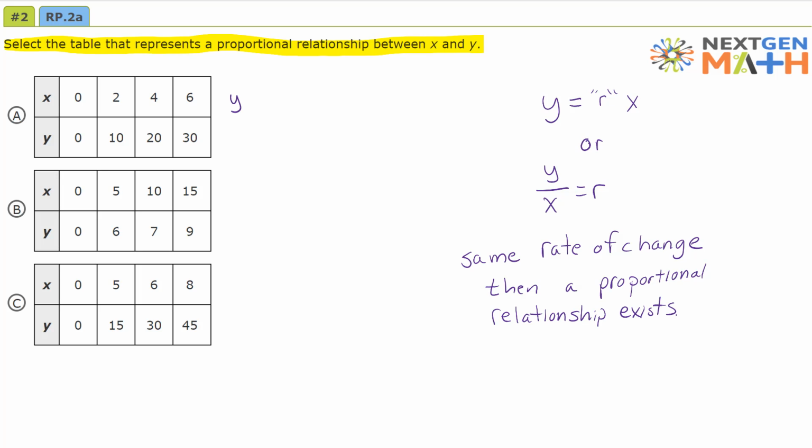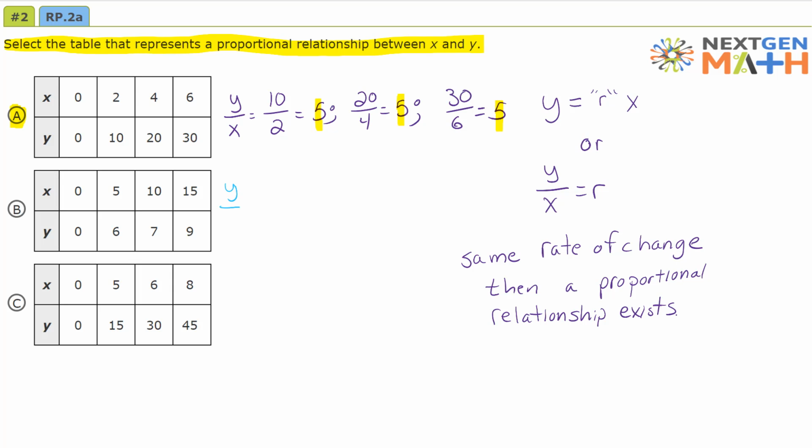So for A, y over x is going to be equal to, we have 10 over 2, which is 5, so that's one of them. And then the next one is 20 over 4, that equals 5. And then the third one is 30 over 6, that also equals 5. And so the rate of change here is 5, so A is true.